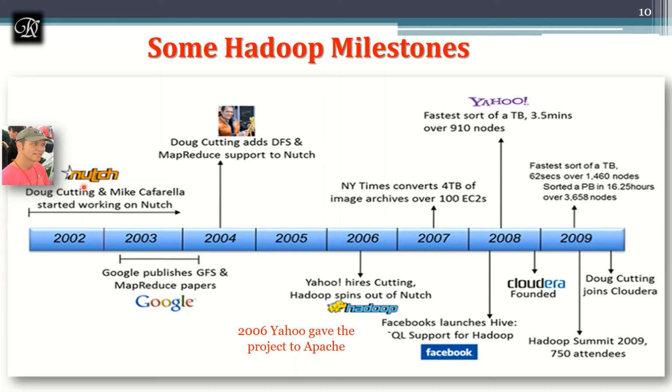Doug Cutting is the founder of Hadoop. Then Google published some white papers and research articles on the Google File System. GFS stands for Google File System. We'll discuss all this in detail in the coming videos. And also MapReduce. There is a file system and a programming part in Hadoop, which are purely based on these two, GFS and MapReduce.